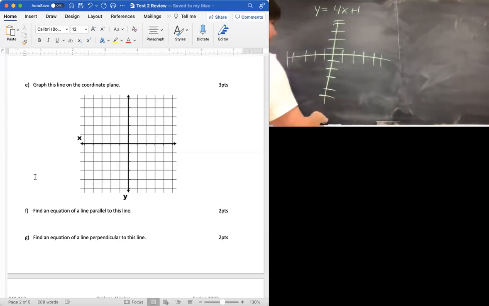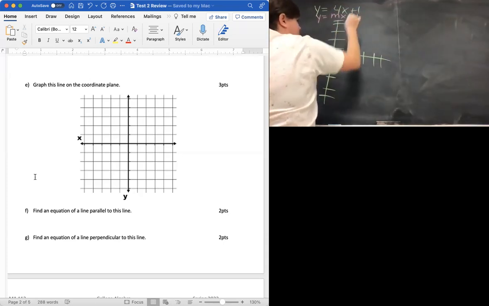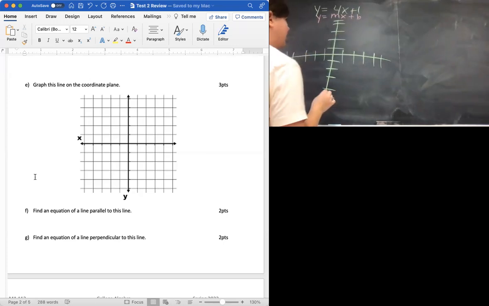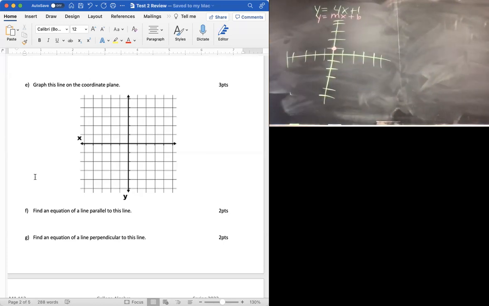Okay, so to graph this, it is written in y equals mx plus b. That b tells me my y-intercept. So my y-intercept is at 1. So I'm going to put that as my first point. From that point, I can use my slope to find my next point.